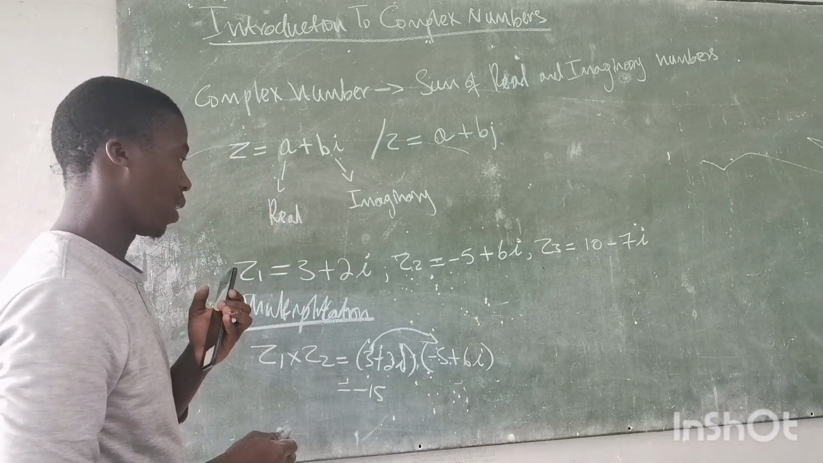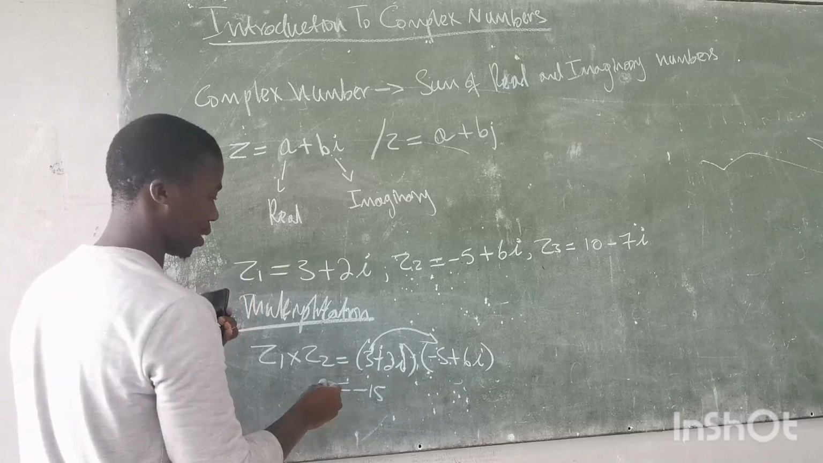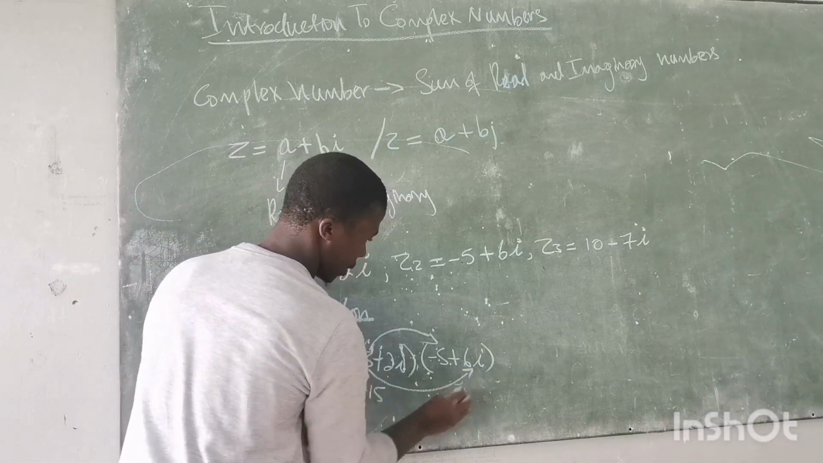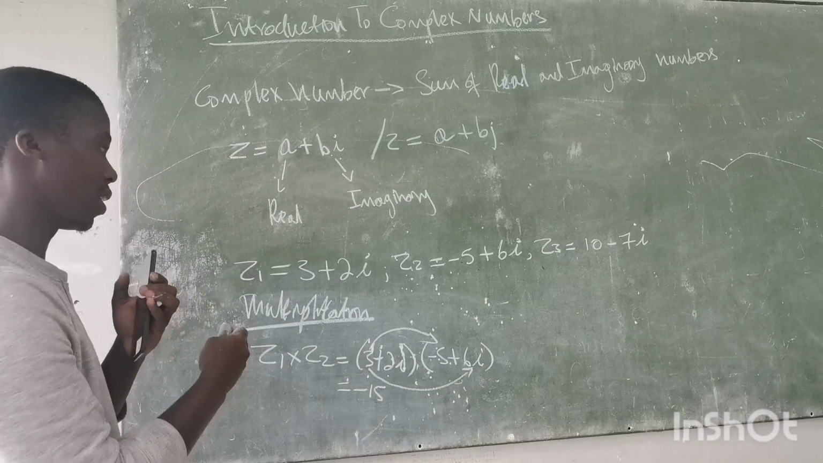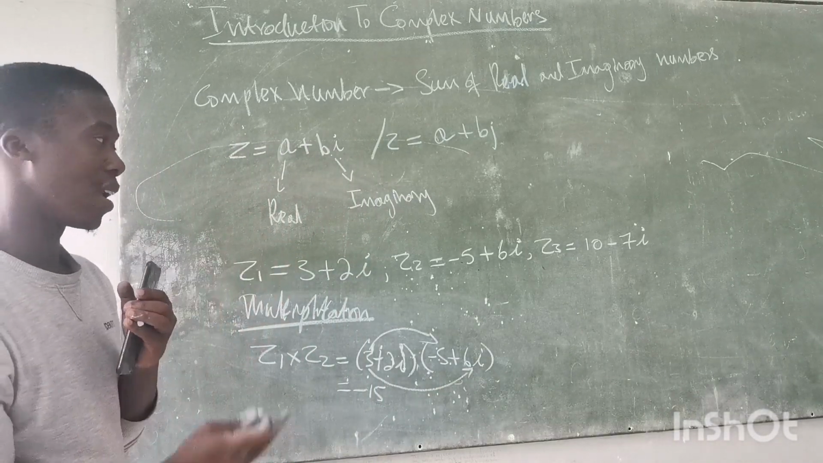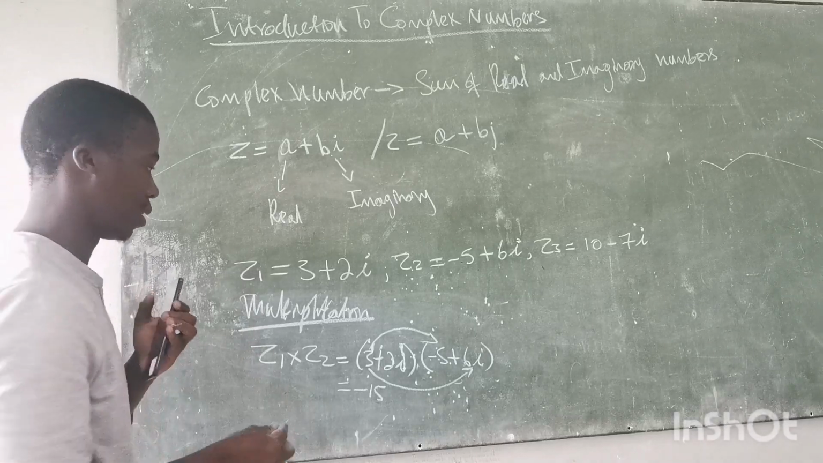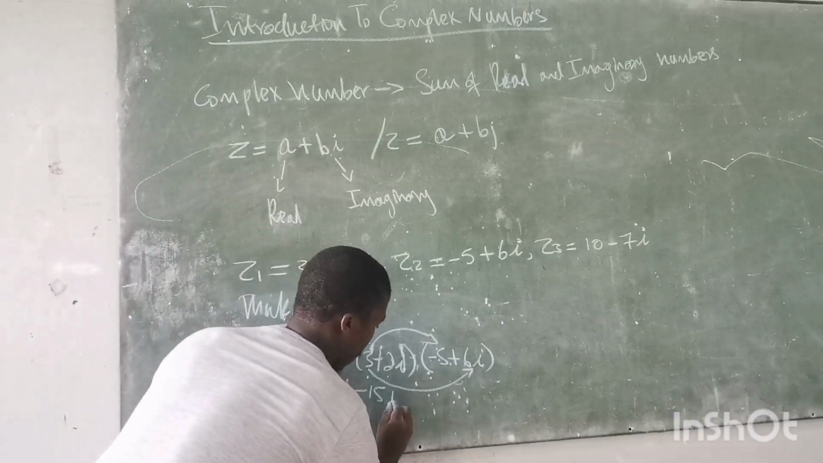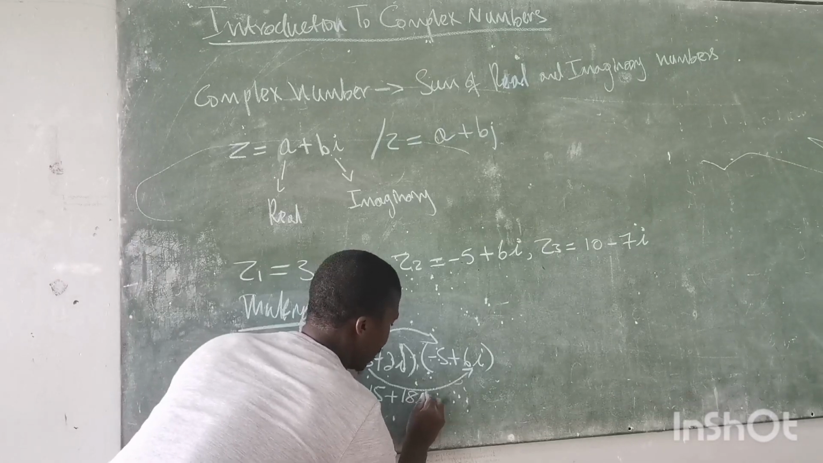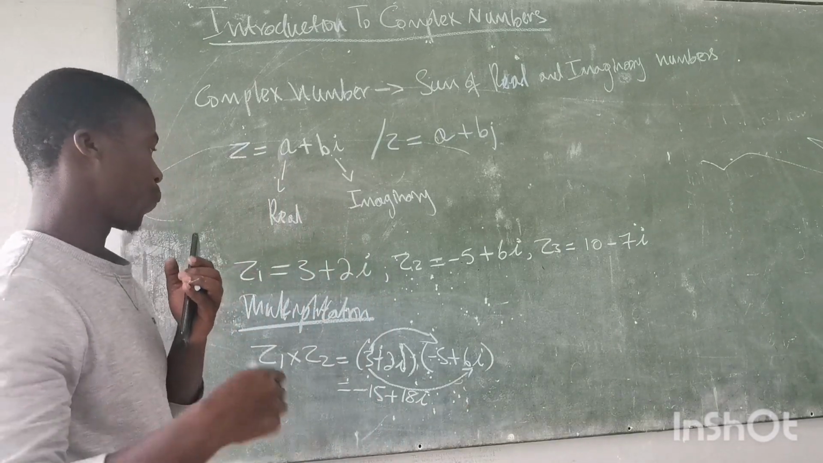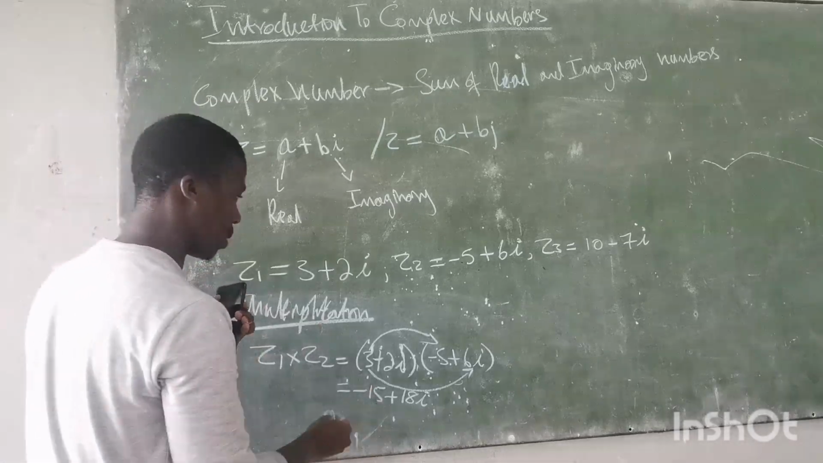And then outer terms. What are our outer terms? Our outer terms are 3 and 6i. So if you say 3 multiplied by 6i, 3 multiplied by 6, it is what? It's going to be 18. So we have positive 18i, right?